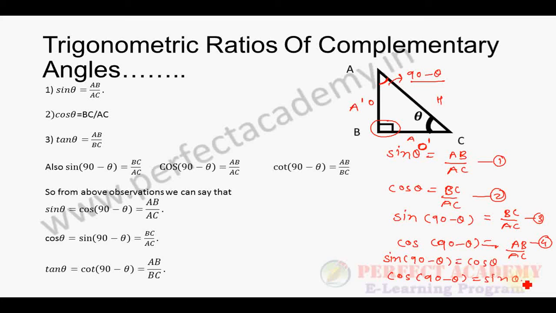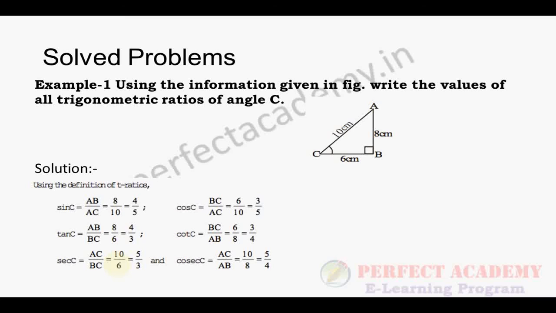All these relations are described here. Sine, cos, tan are written. Then sine of 90 minus theta, cos of 90 minus theta and cot of 90 minus theta are calculated. And by equating them, we can understand sine theta is cos of 90 minus theta, which we have also derived. Cos theta is sine of 90 minus theta and tan theta is equal to cot of 90 minus theta. Okay, fine. Now let's go for a few solved problems using the information we have learned so far.